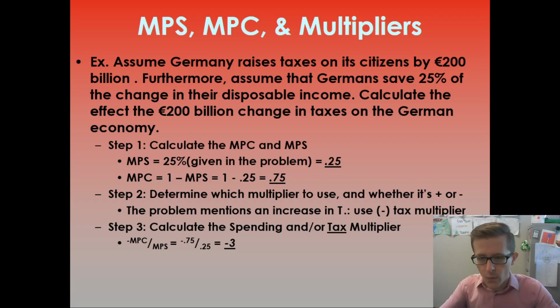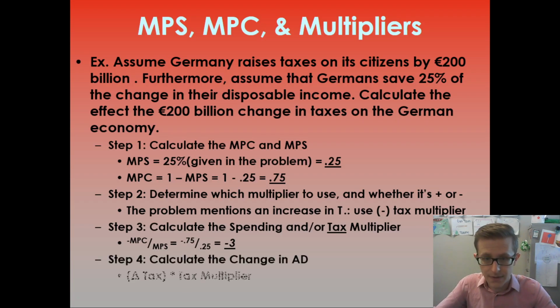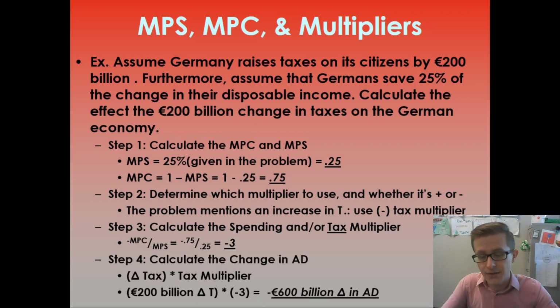So anyways, we have our multiplier, and again, what is it that you do with the multiplier? That's right, you multiply with it. So you take your 200 billion euros and multiply that by negative 3, and then you get negative 600 billion. There you go. So you get a negative $600 billion change, with our delta there, in aggregate demand.